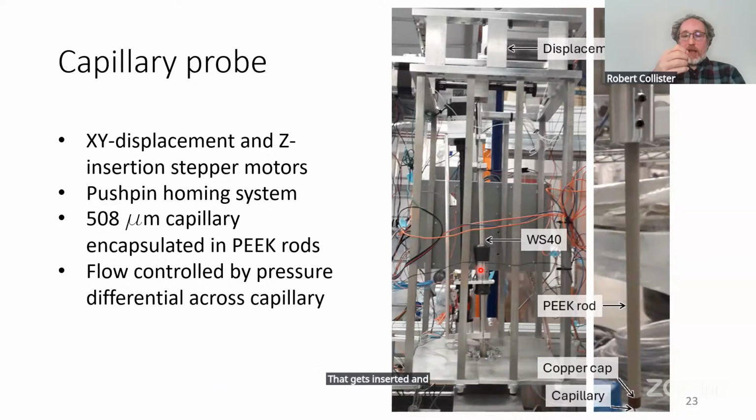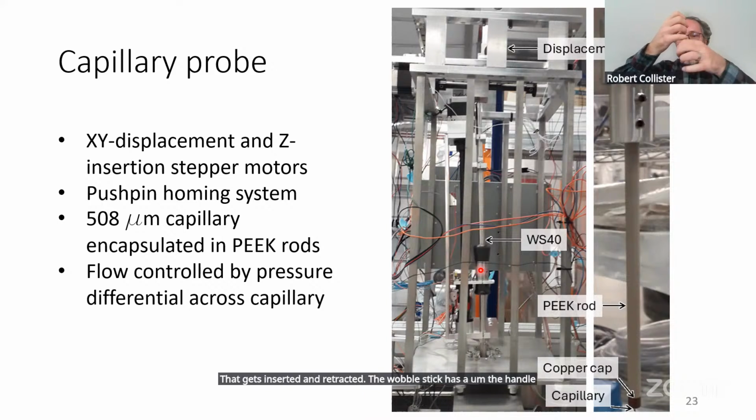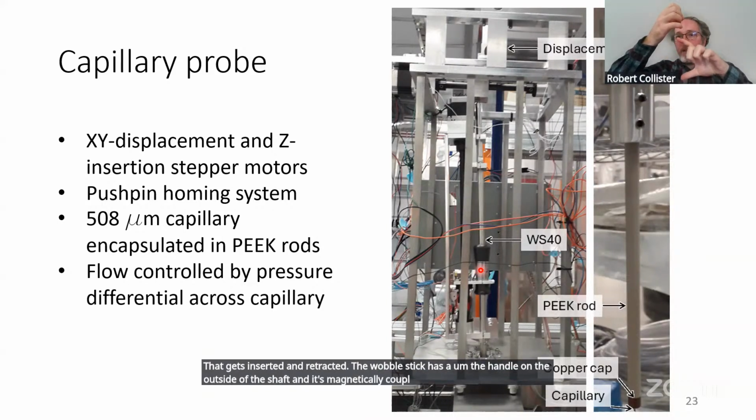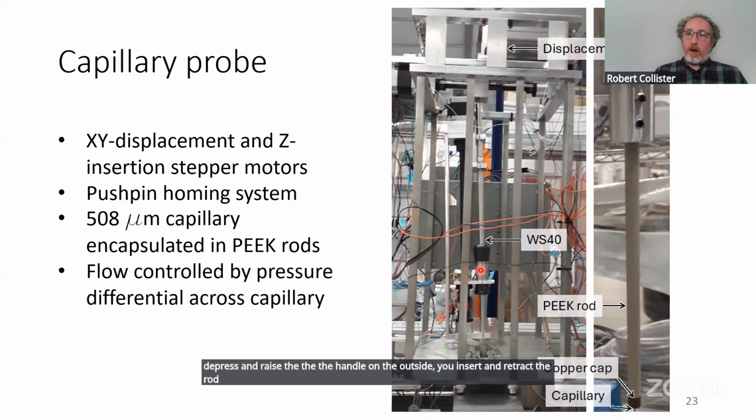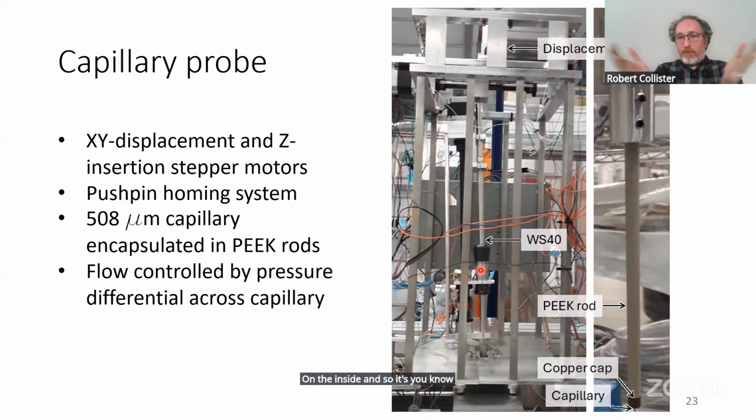The wobble stick has the handle on the outside of the shaft, and it's magnetically coupled to a rod inside, so that as you depress and raise the handle on the outside, you insert and retract the rod on the inside, and so it's vacuum and pressure tight.